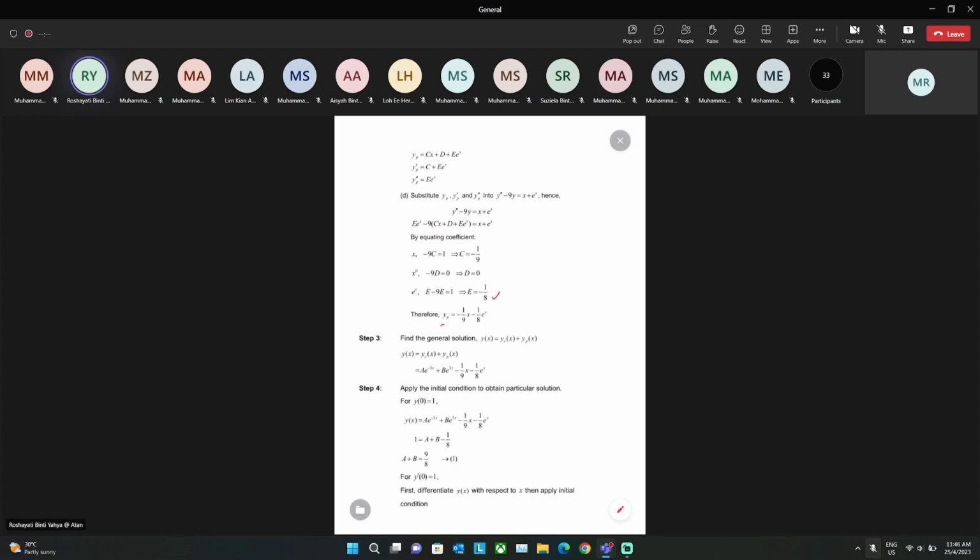So YP equal to negative 1 over 9x minus 1 over 8 exponential X. Okay.